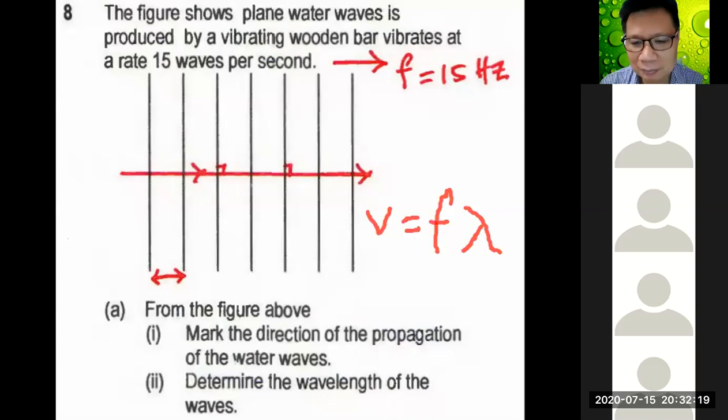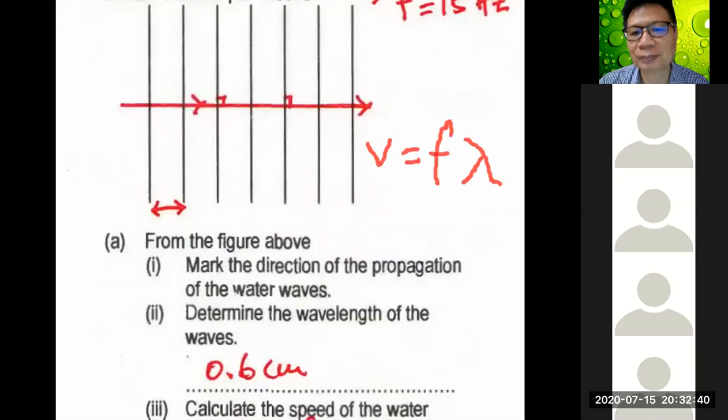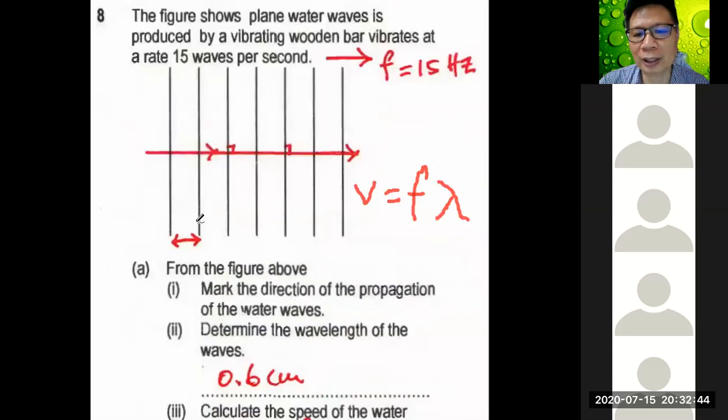Hashini, tell me. Sir, I don't have the paper with me. I use phone. Okay, Yu Tong, you have the paper. Can you measure? What is the value? 0.6. Good, correct, 0.6. Just measure only. Measure here, here all the same, 0.6. Okay, so this one is done.